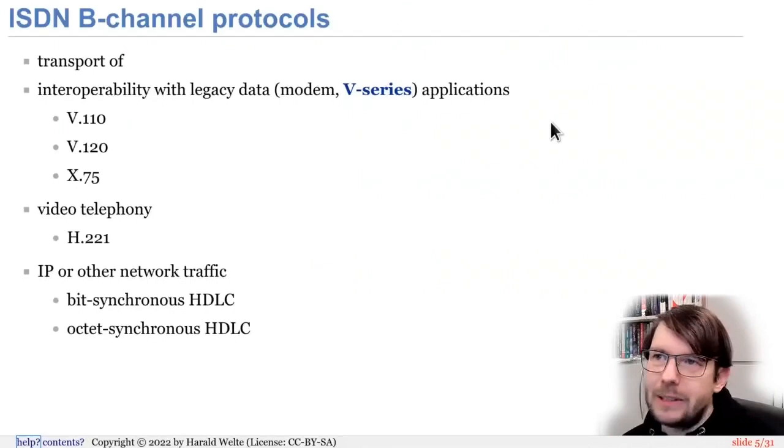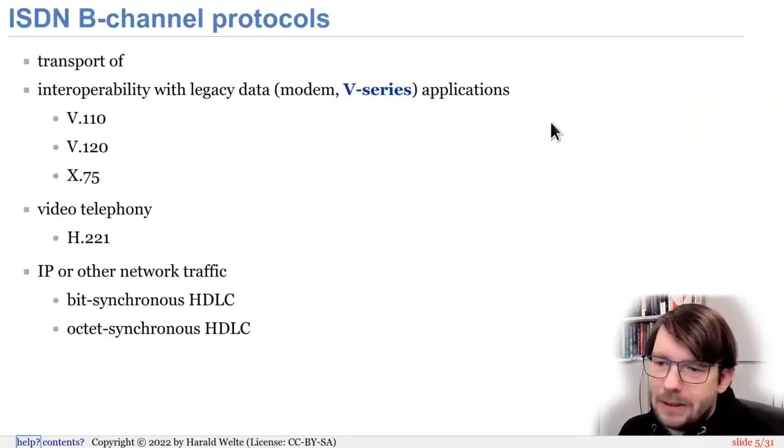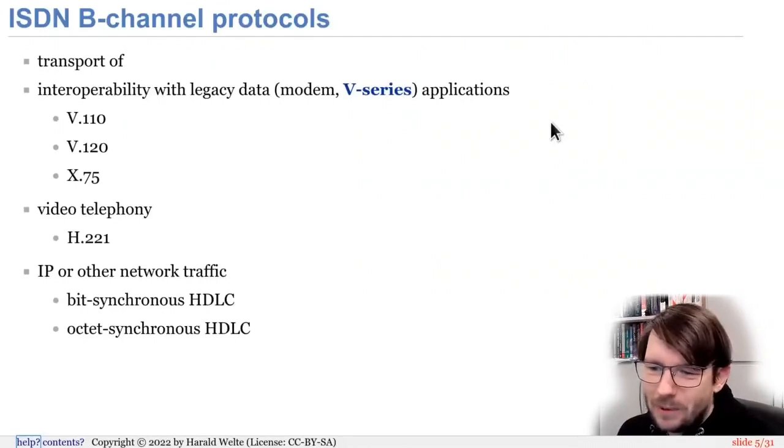For video telephony, the outermost layer of the B-channel protocol stack is a layer called H.221. And then there's other data traffic that is just doing bit synchronous HDLC or octet synchronous HDLC for applications like PPP, the point-to-point protocol used for IP access, or also other things, but most popularly IP.